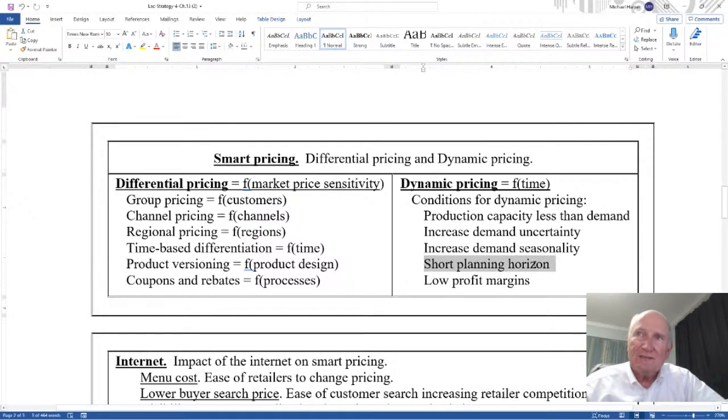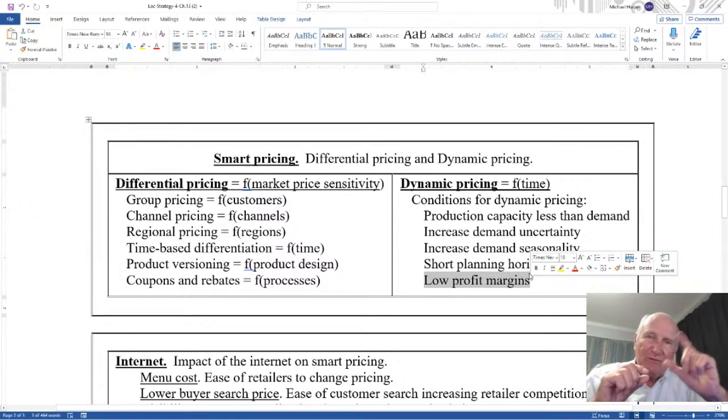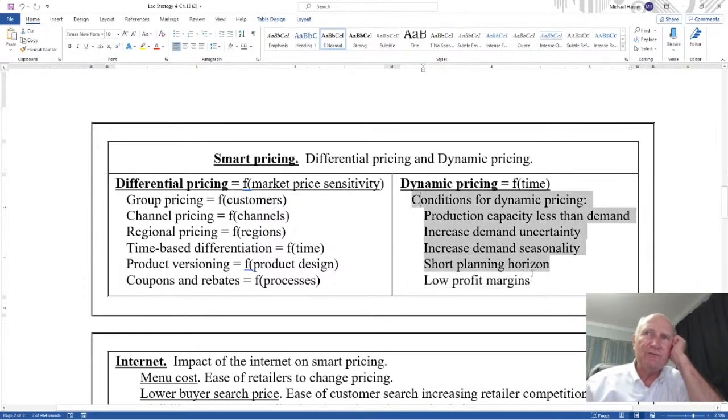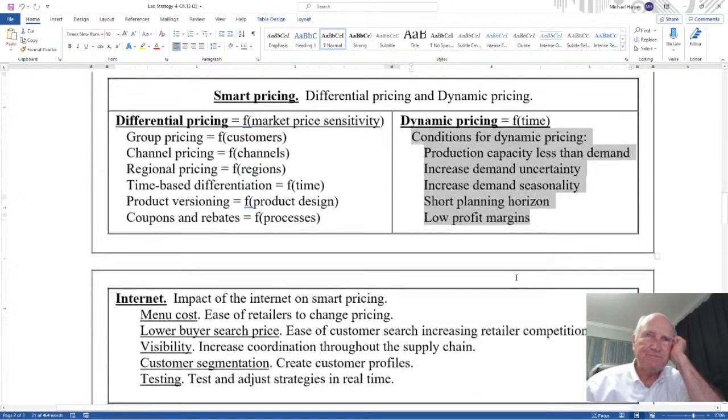Short planning horizon. Well, if you have to produce it quickly, you have more cost in production, so you have a higher price. Low profit margins can have lower prices, then you earn your money on volume. Anyway, all different kinds of reasons for changing the pricing over time.